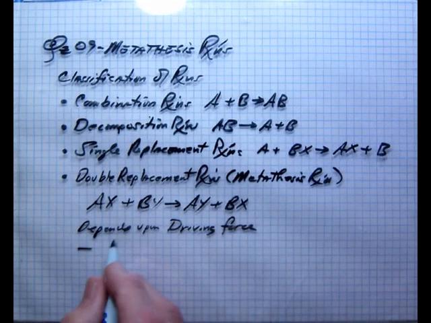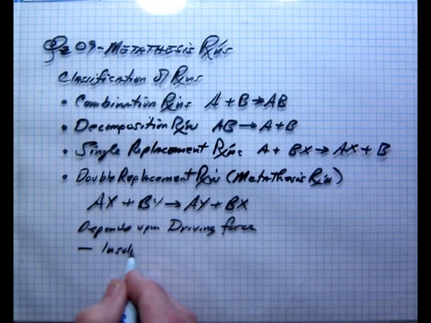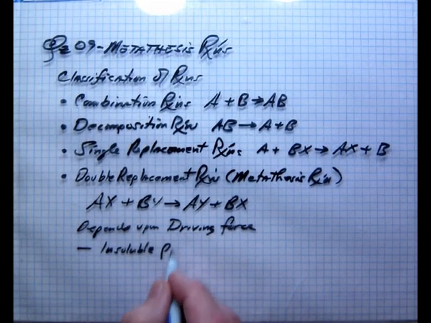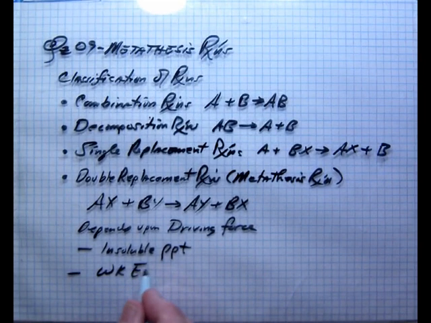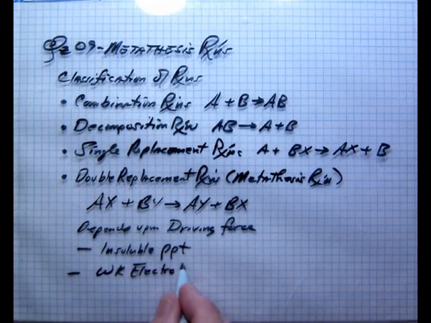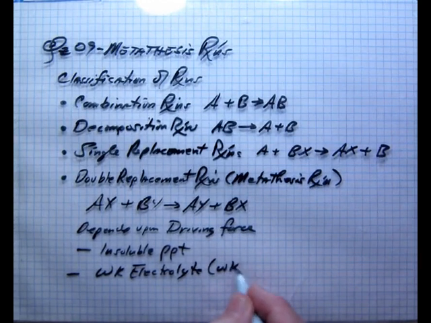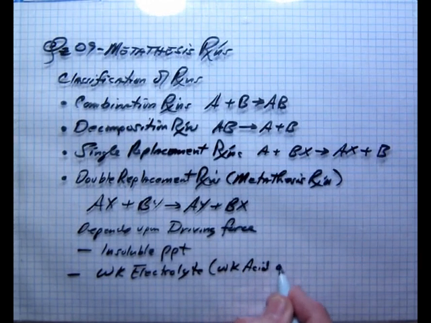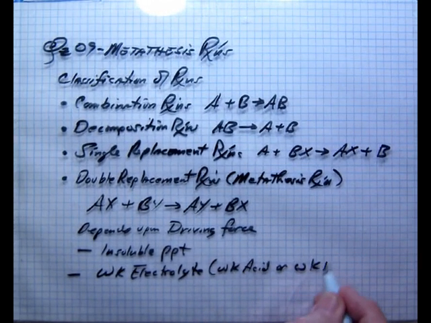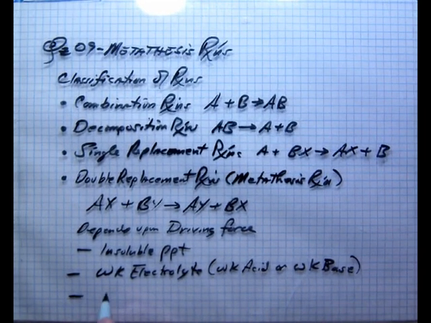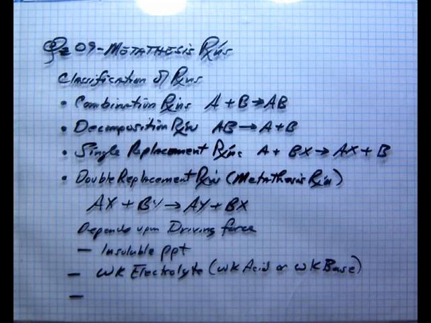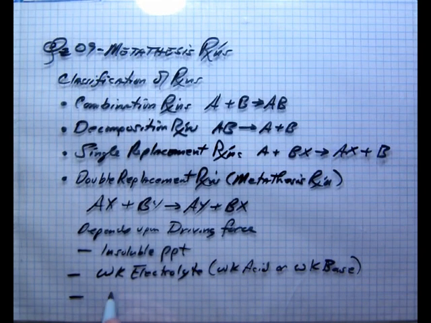One of three forms: an insoluble precipitate, weak electrolyte, which we'll talk about today, which is a weak acid or weak base. I'll show examples of each of these in a few minutes. And then from one of the weak electrolytes, except for one, there's a gas decomposition product.